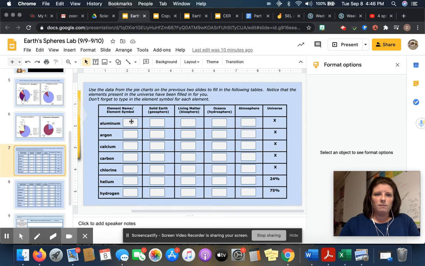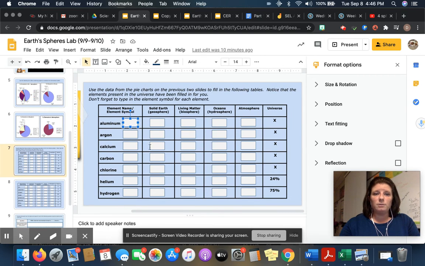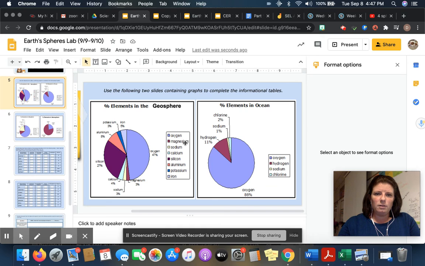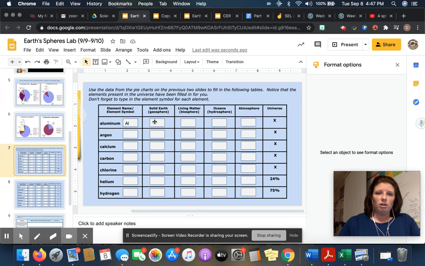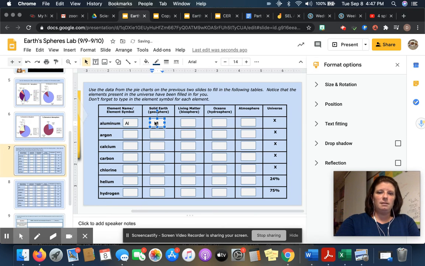aluminum. First of all, I need to write down what my aluminum symbol is. So that would be Al. Oh, lowercase l. Remember, the second one's a lowercase. And I'm going to look, is it in the geosphere? Nope, nope, nope, nope. Yes. Aluminum is found in the geosphere, and it's the color peach. So I'm going to go over to peach where it says aluminum, and it's 8%. So I'm going to come back to my chart, and I'm going to type in 8%.